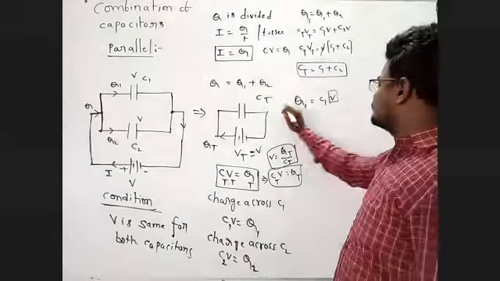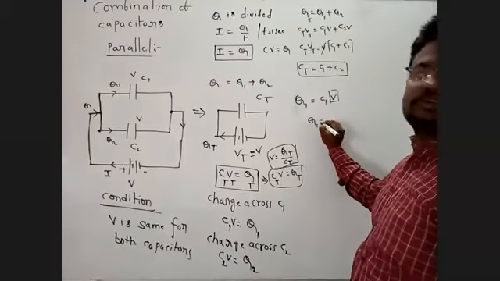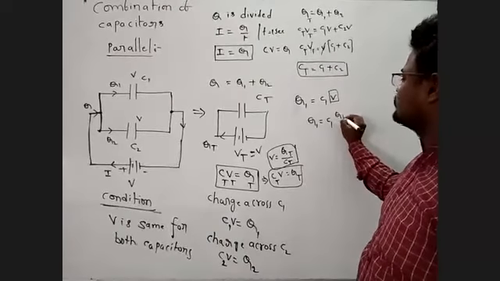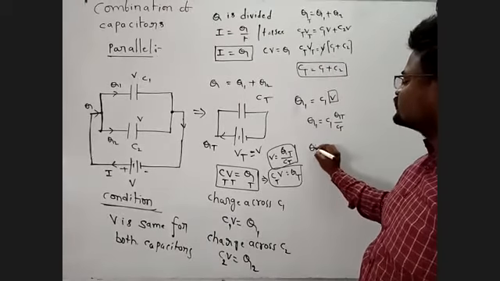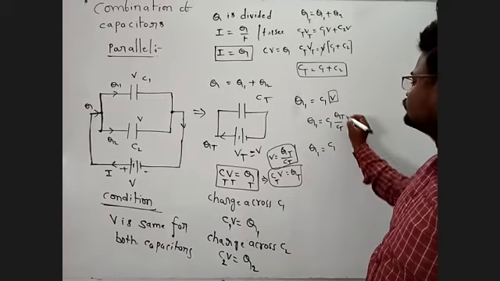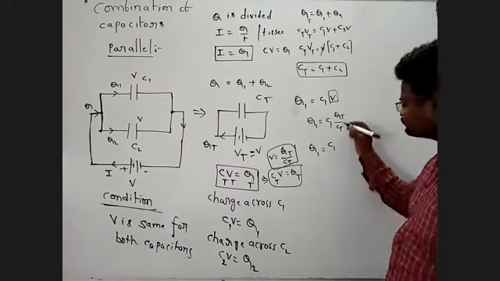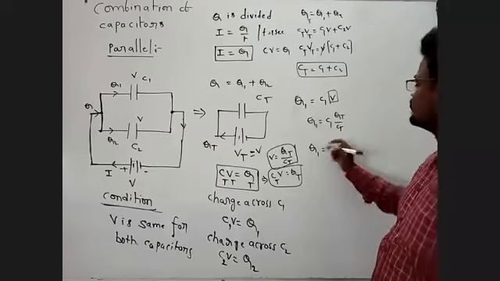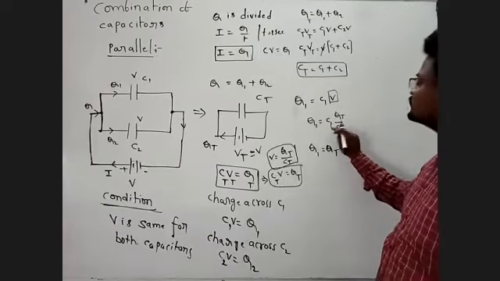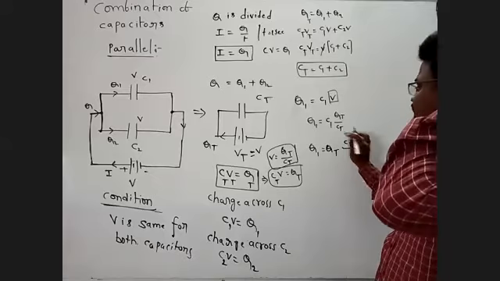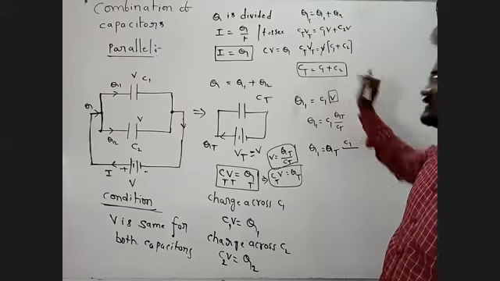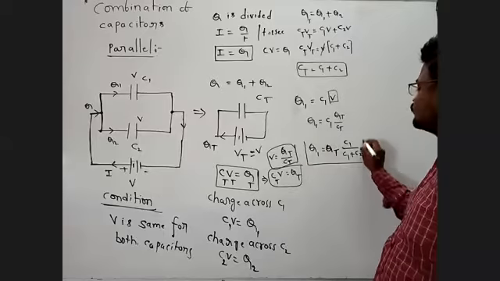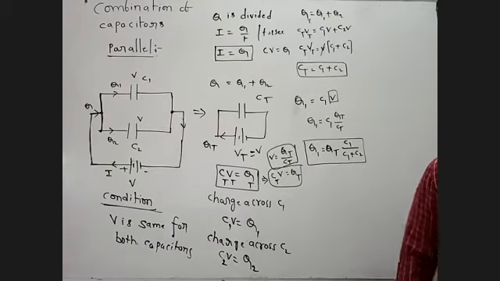Now Q1 is equal to C1 V, and V means Q total by C total. So Q1 is equal to Q total into C1 by C total, where C total is C1 plus C2. This is the charge across the C1 capacitor.